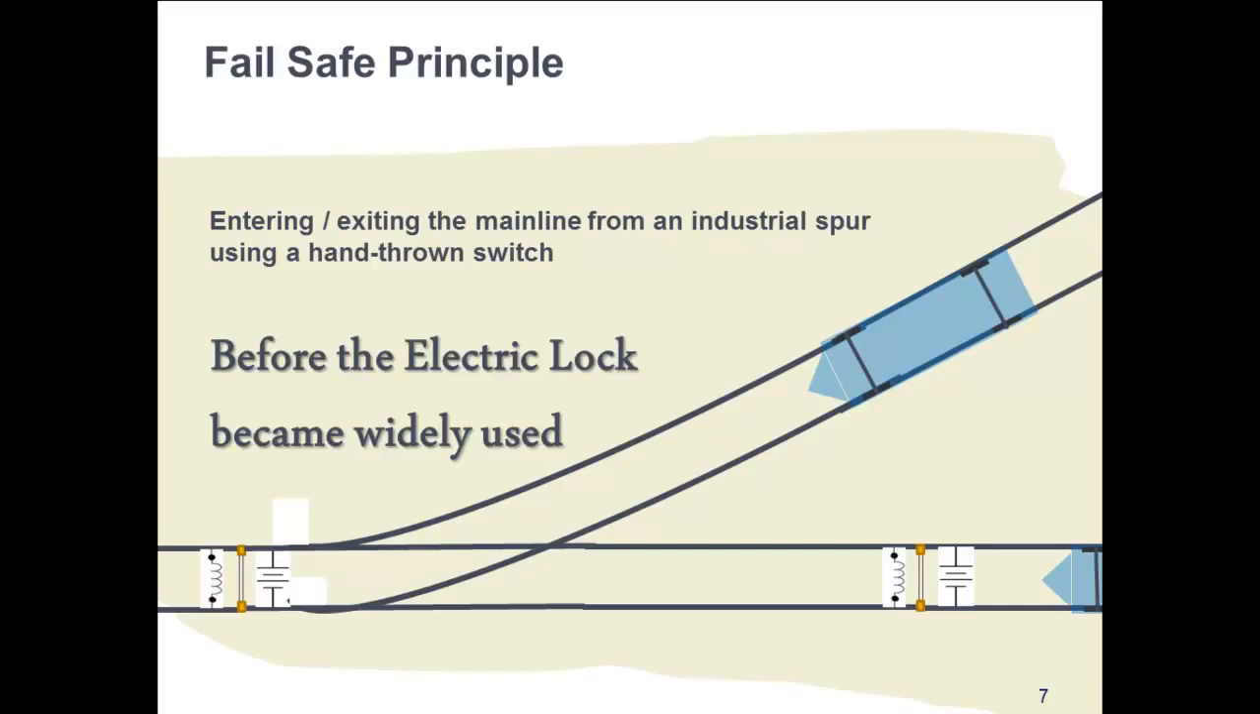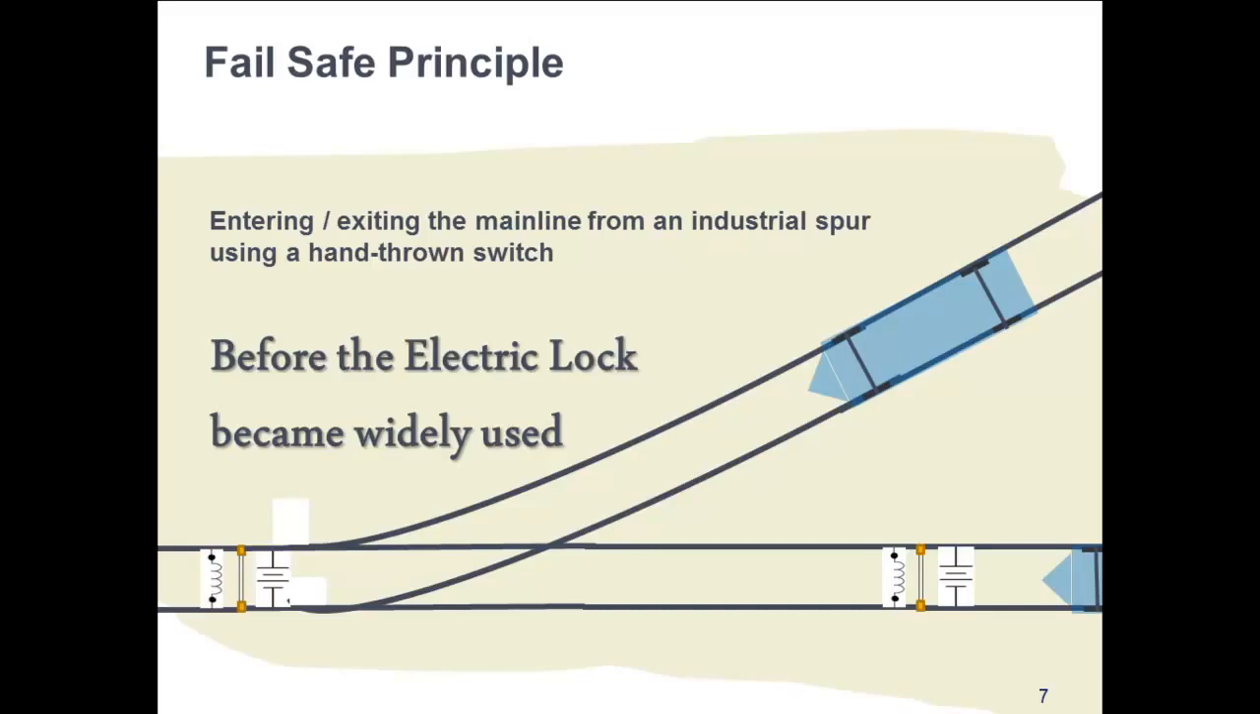Even today, about 99% of industrial spurs have manually operated switches for entry and exit. In many locations, padlocks are the means of securing the switches, but the electric lock is rapidly replacing the padlock as it provides a much higher level of safety. Jared will give us the background.